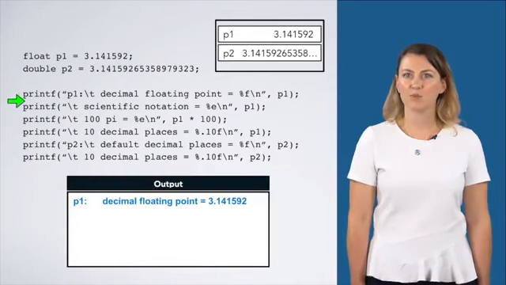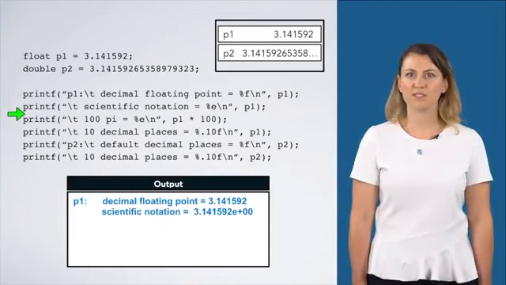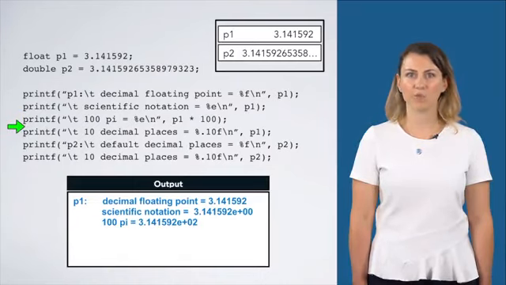The next call has a %e, which means print P1 in scientific notation. Note the e+00, which means times 10 to the 0th power, or times 1. If we were to print 100 pi using scientific notation, we would get e+02 for times 10 to the 2nd power. Next, we have the format specifier %.10f. The .10 between the % and the f means to print 10 decimal places.